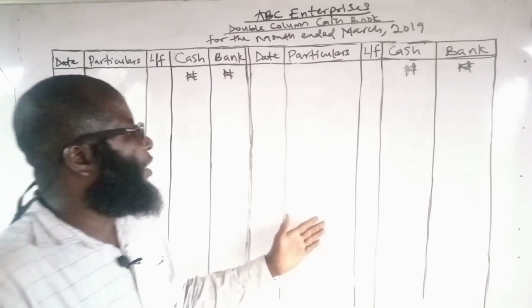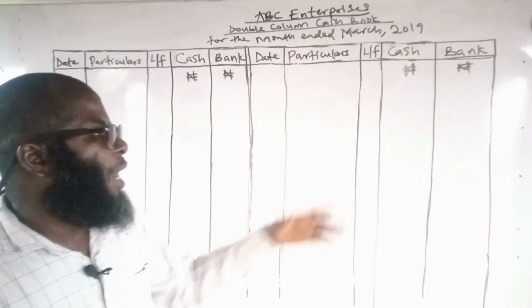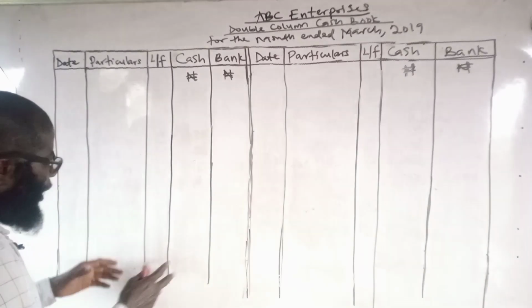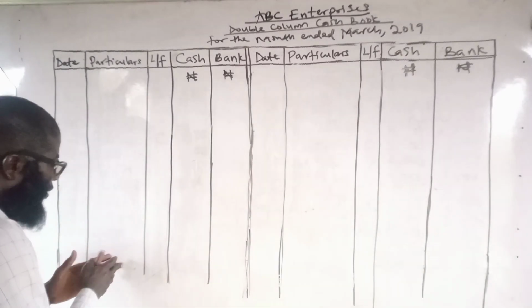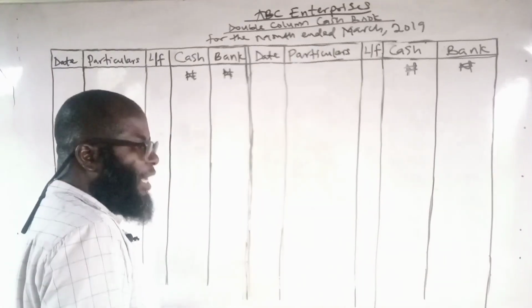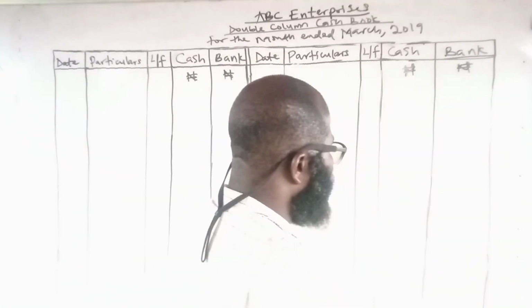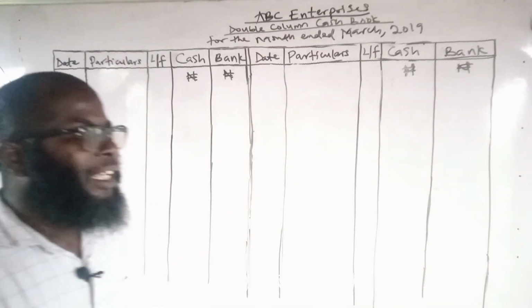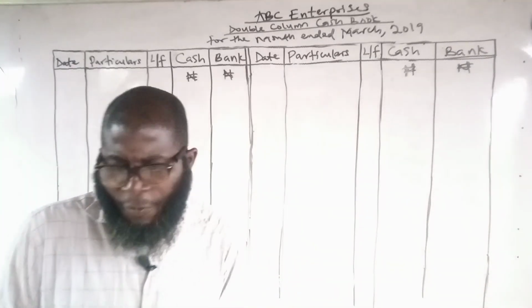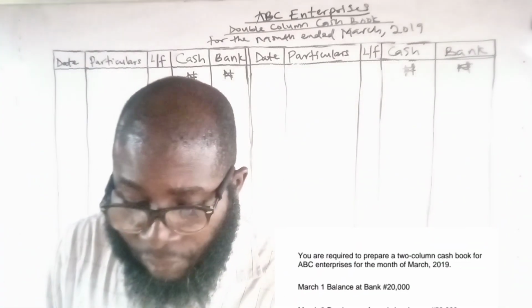Therefore, this is the kind of double column cash book we are going to prepare. Usually, we normally have the balance carried down and the balance brought down here. But in this case, our balance brought down will be on the credit side, indicating that we still owe the bank.